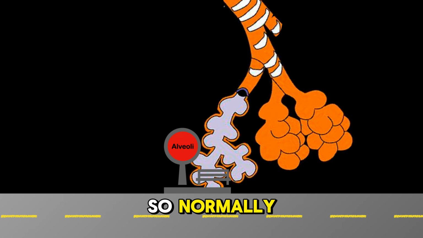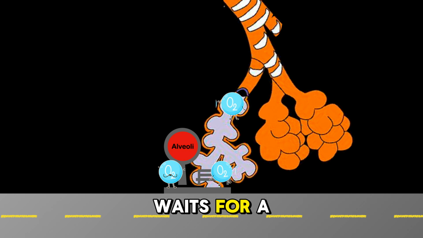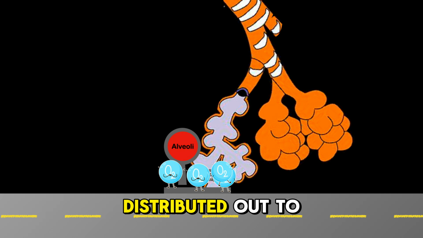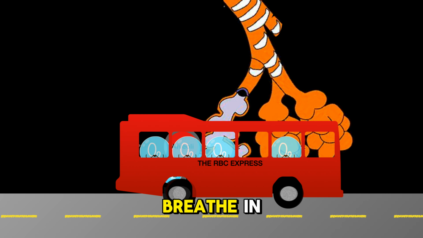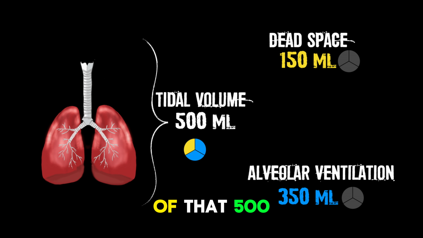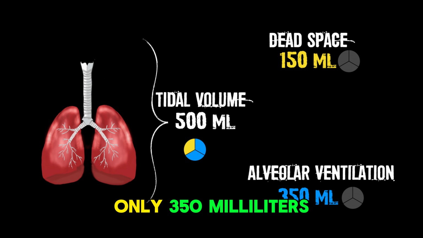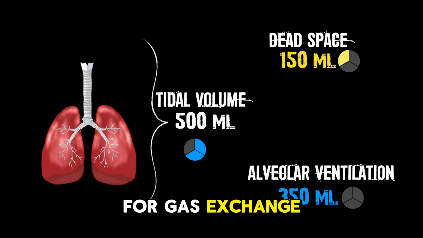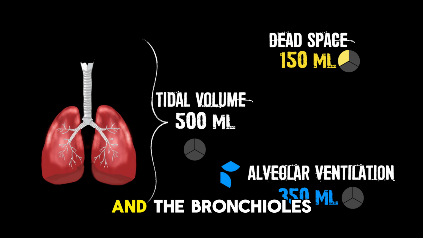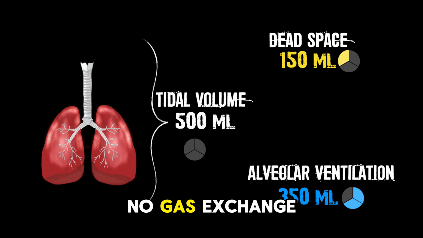So normally what happens is air travels down the bronchioles, works its way to the alveoli, waits for a red blood cell, and then it's distributed out to the body for the cells to do what the cells do. But not all the air we breathe in is available for exchange. Of that 500 milliliters, only 350 milliliters actually makes it to the alveoli for gas exchange. The other 150 are in structures like the trachea and the bronchioles, places where there's no gas exchange.